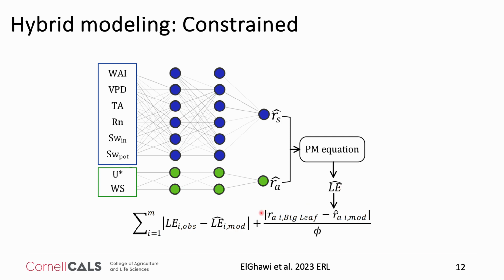But also at the same time, we add another term in the loss function to further constrain the RA estimation from this big leaf model. But sometimes we don't really fully trust the big leaf model estimation. So that's why we add another regulation term here, phi, to give the weight of the loss that represents how much we can trust the inferred RA from the prior knowledge. So by integrating the prior knowledge, we can also call this hybrid modeling a constrained case.